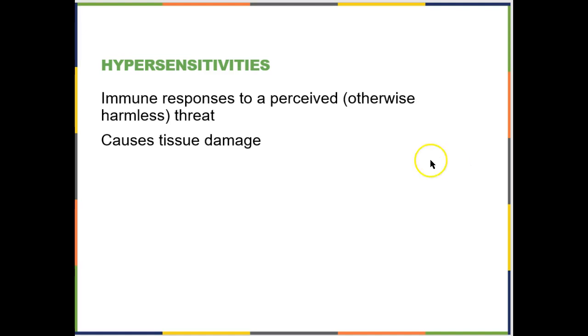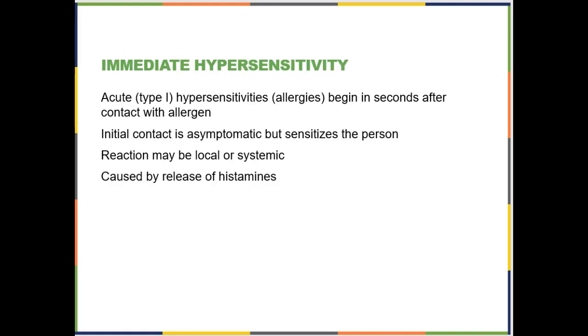Hypersensitivities, these are allergies. I'm not going to ask you much about allergies. I just want you to know the difference between type 1 and type 2 hypersensitivities, or acute or delayed hypersensitivities. Acute hypersensitivities happen quickly, and generally the symptoms of the allergy are caused by histamine release. So type 1, fast-acting histamines.